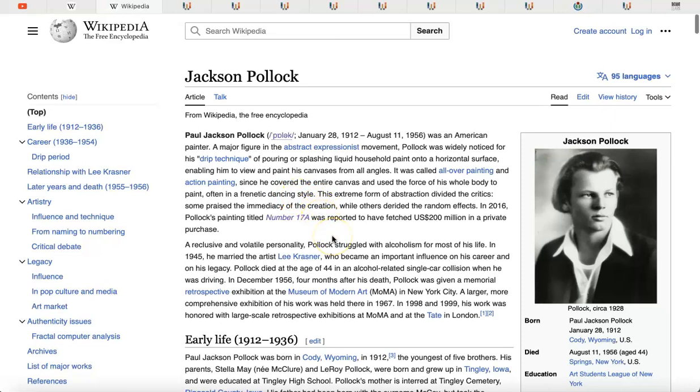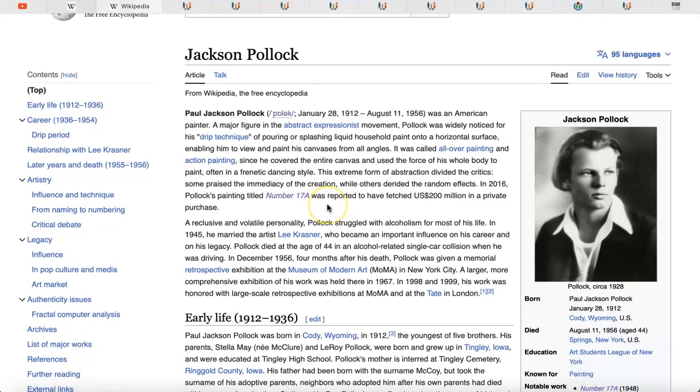This last sentence of this first paragraph is extremely important. This extreme form of abstraction divided the critics. Some praised the immediacy of the creation, while others derided the random effects. Now this is the last sentence, sorry. In 2016, Pollock's painting titled Number 17A was reported to have fetched $200 million in a private purchase. That's what we're dealing with. $200 million in a private purchase.